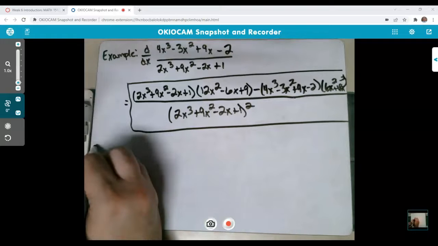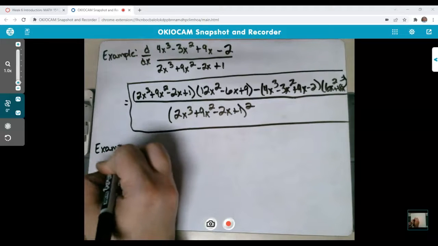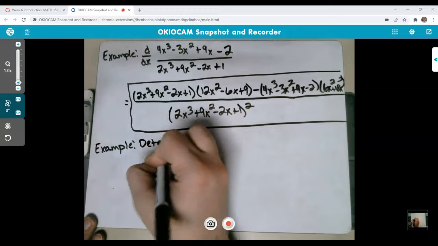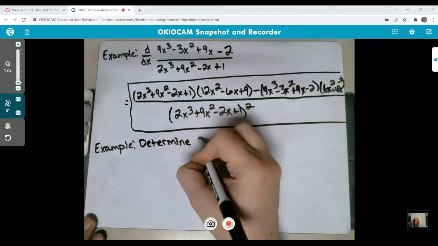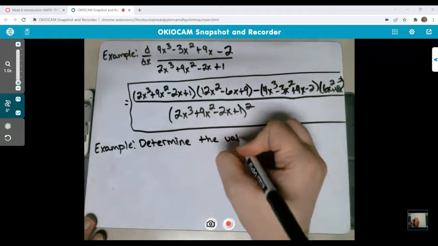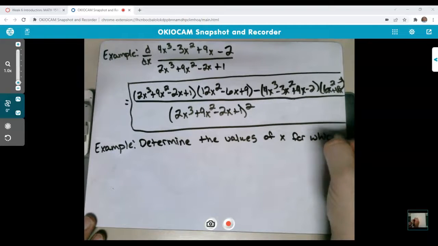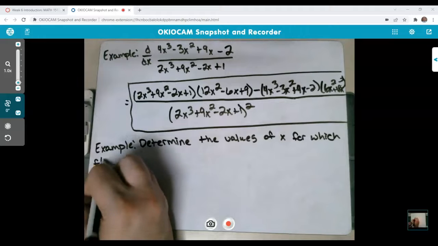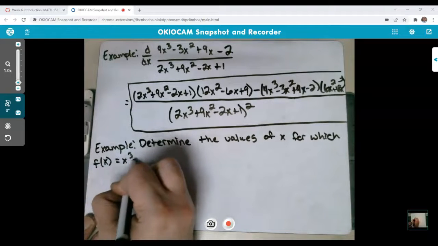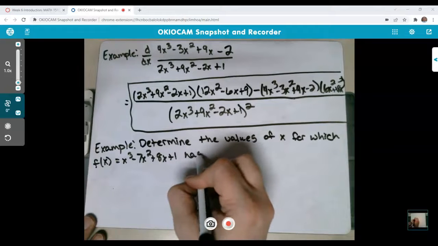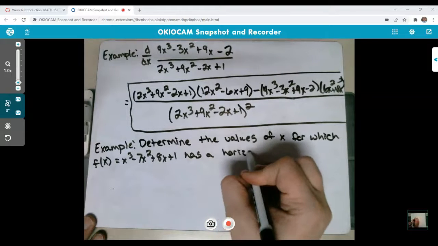One more example. This is a good example. This is applying this stuff to something we are going to do in chapter 4, I think it is. But we can actually do it now, so we're doing a preview. Determine the values of x for which the function f of x equals x cubed minus 7x squared plus 8x plus 1 has a horizontal tangent.